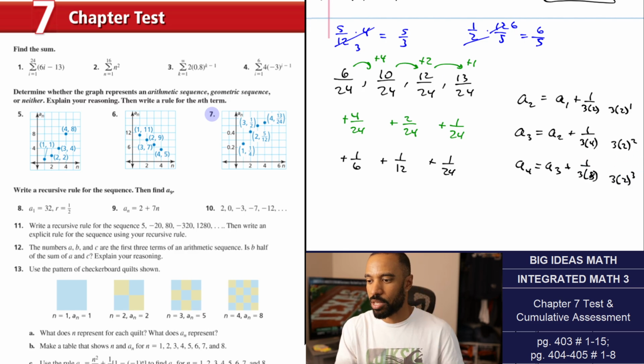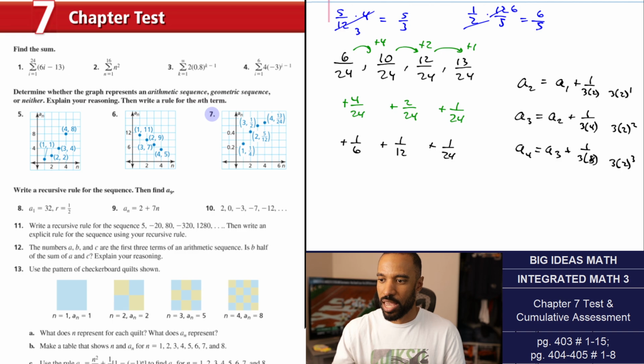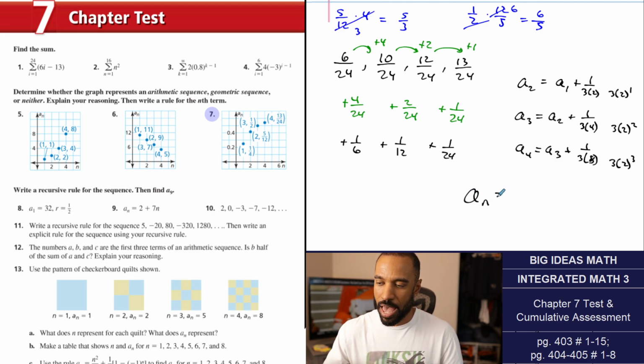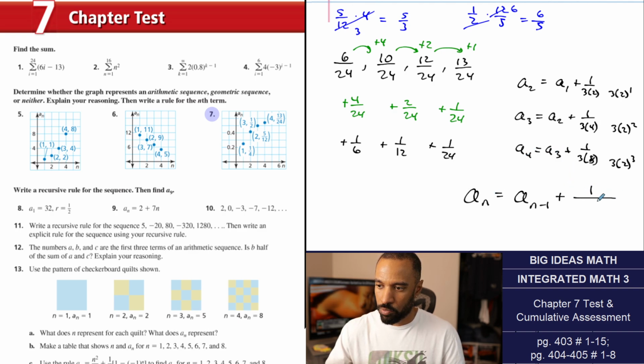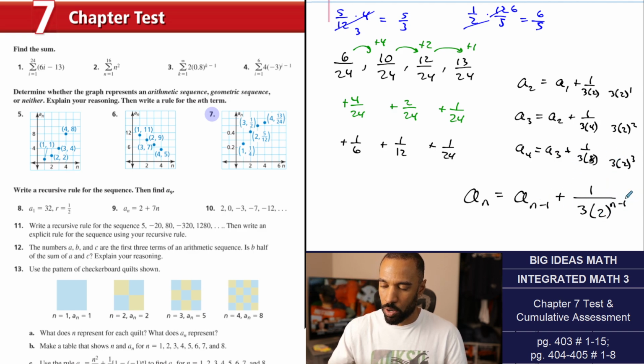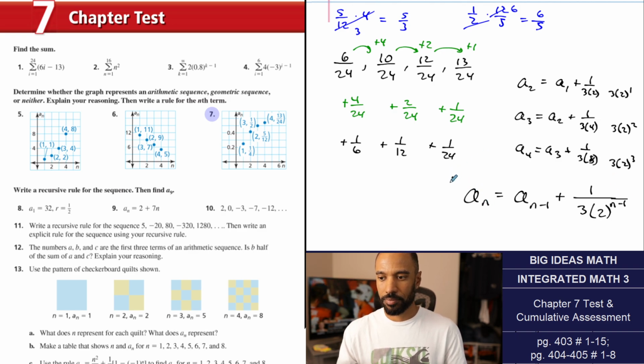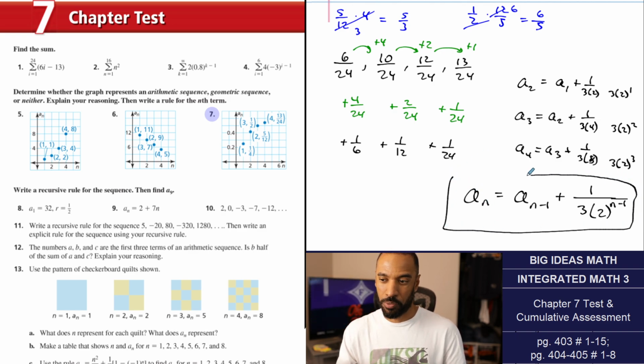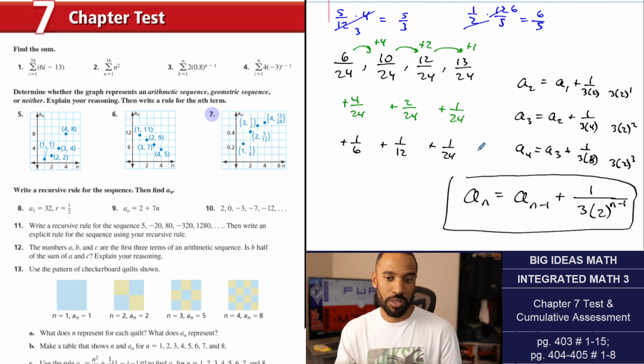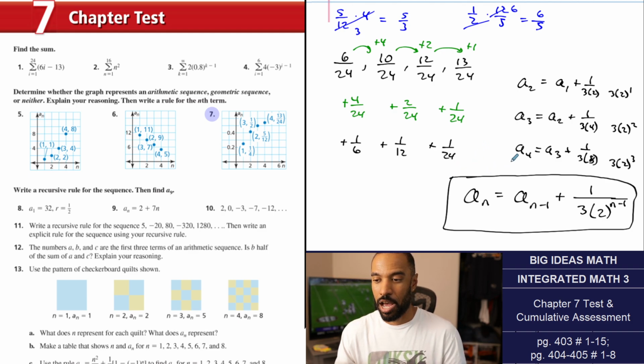Aha! So I have some version of something I can write. That means a sub n can be a sub n minus 1, like I'm looking at the 4 and the 3, plus 1 over 3 times 2 to the n minus 1 power like that. So that's a rule. I don't know if that's the one they would have wanted, but that is a rule that works out for that thing. I'm going to go ahead and use that. It seems to align with the first few.